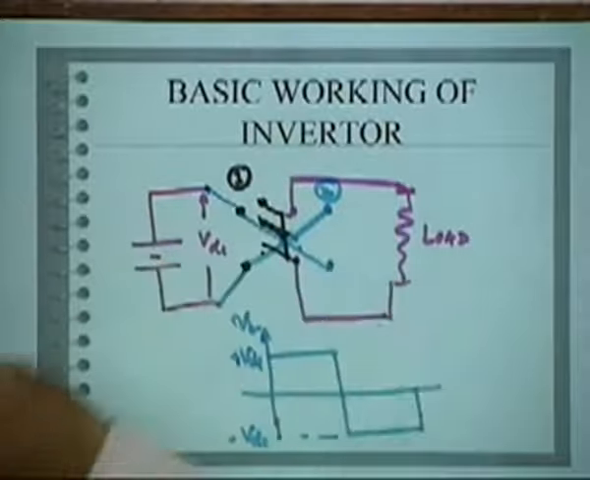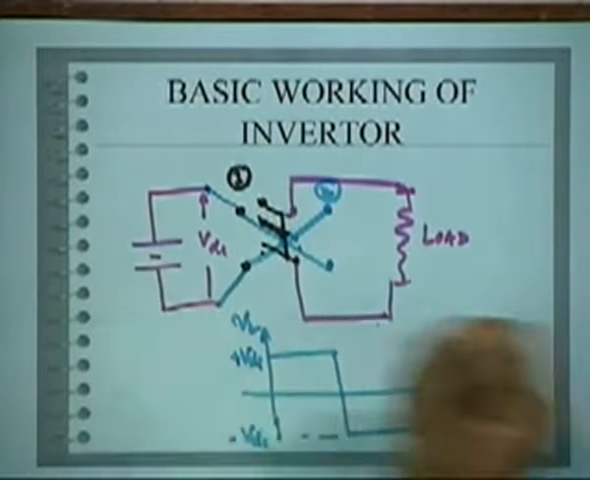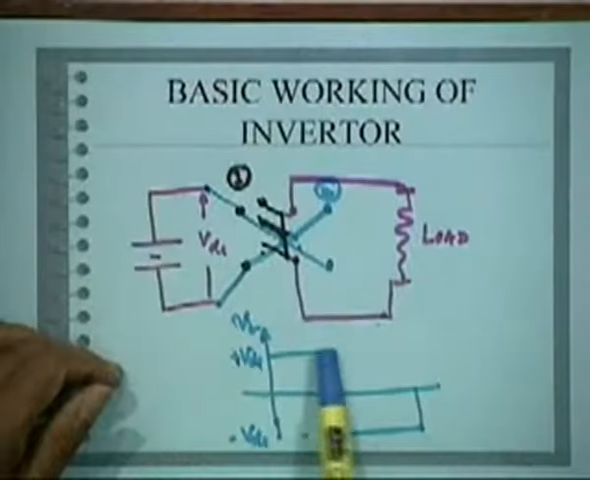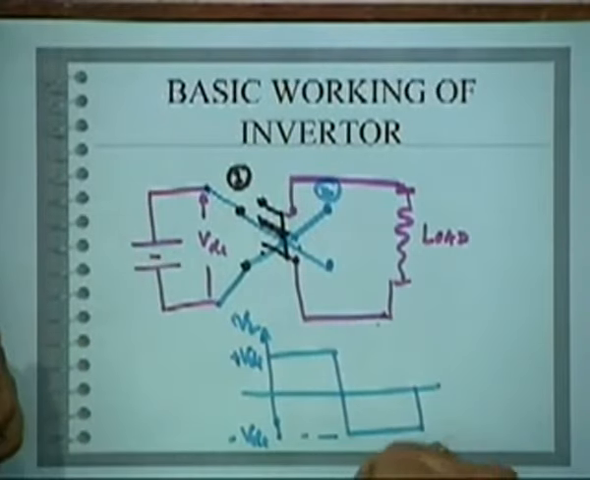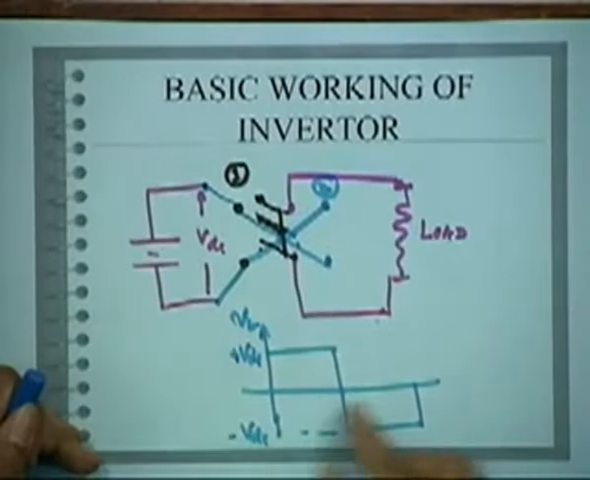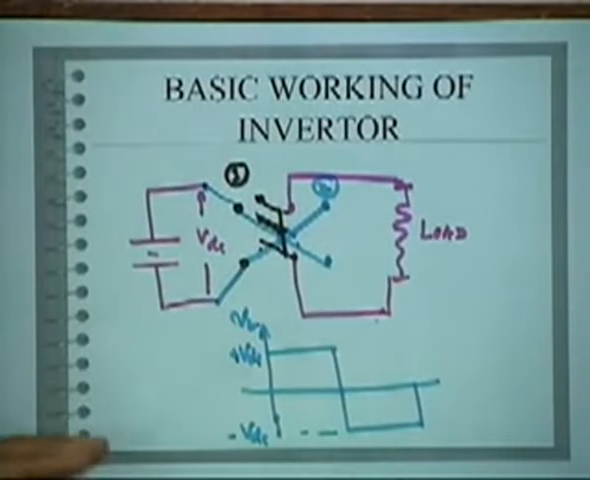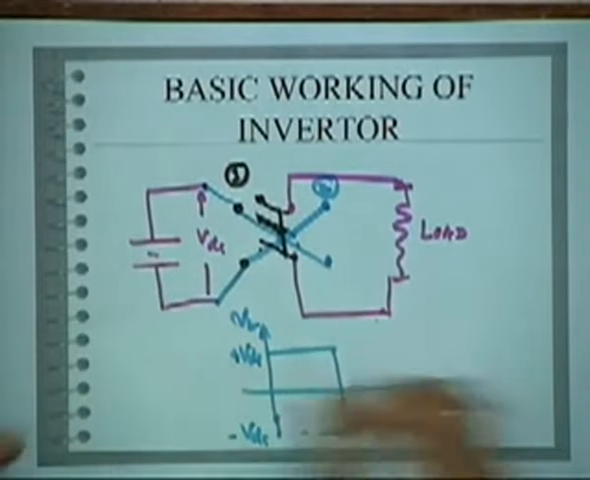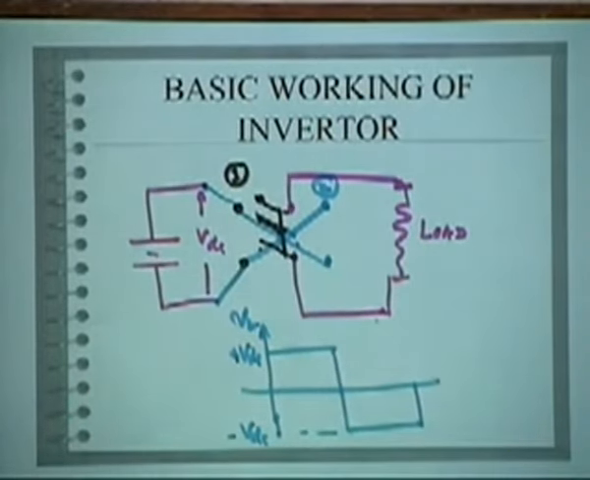All you have to do is go on switching from 1 to 2, 1 to 2, like that. So you have a mechanical switch, and you go on putting 1, 2. That's how you get variable frequency operation, because you can change the frequency. How do you change the frequency? By changing the rate at which you move the switch. The faster you move, the higher the frequency, and the slower you move, the lower the frequency.